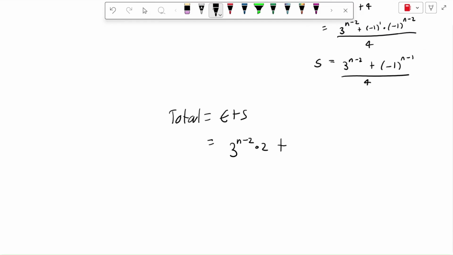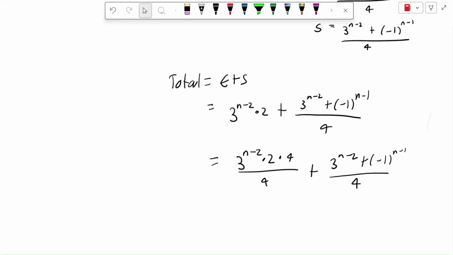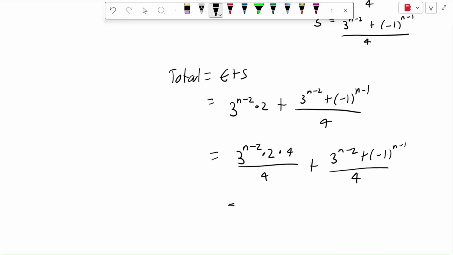And then S is this whole geometric thing. So 3 to the n take 2 there, plus negative 1 to the n take 1. So if we want, we can cross multiply this. So this is 3 to the n take 2 times 4 over 4, and then 3 to the n take 2 plus negative 1 to the n take 1 all over 4. And then that would help us get it all over a common denominator of 4.